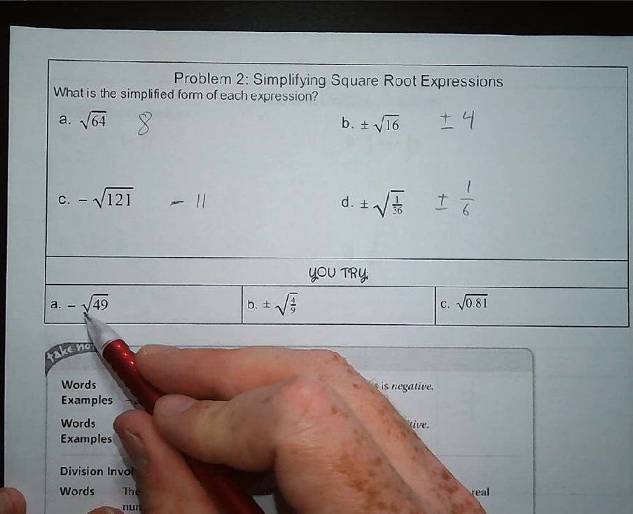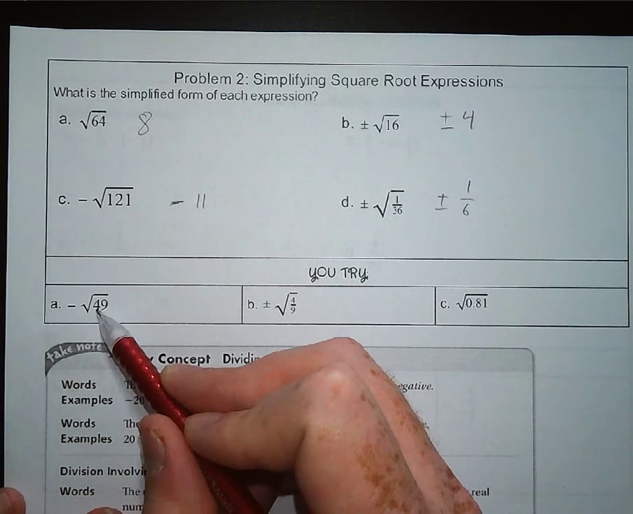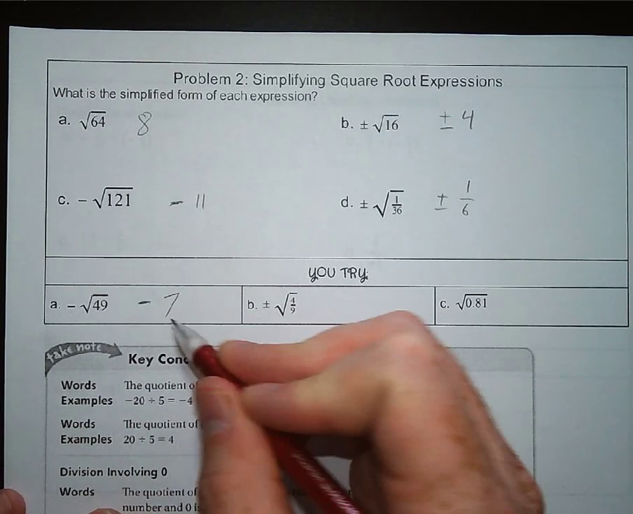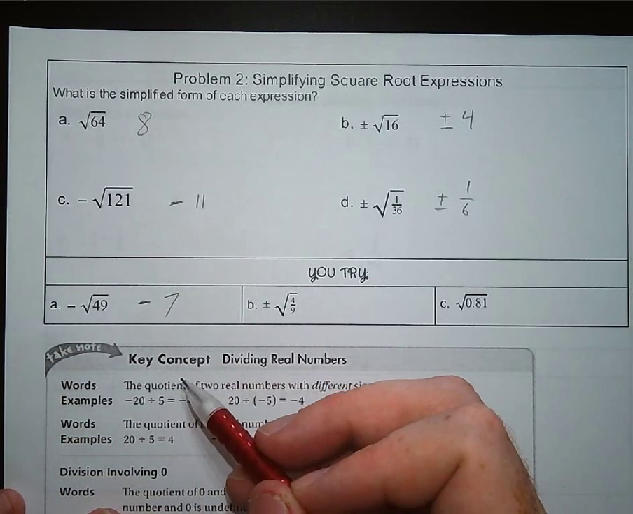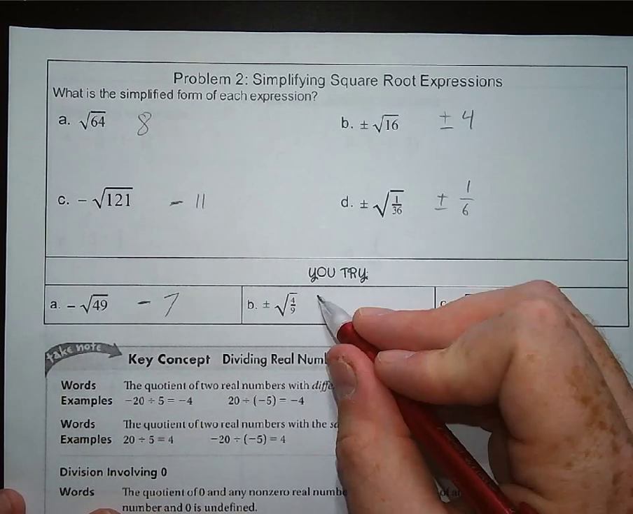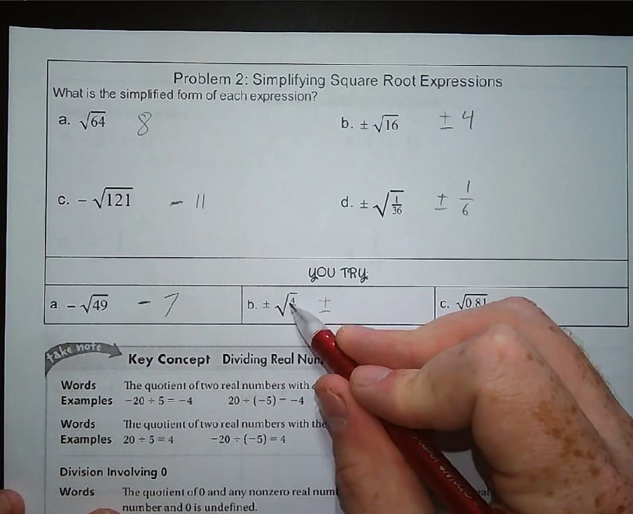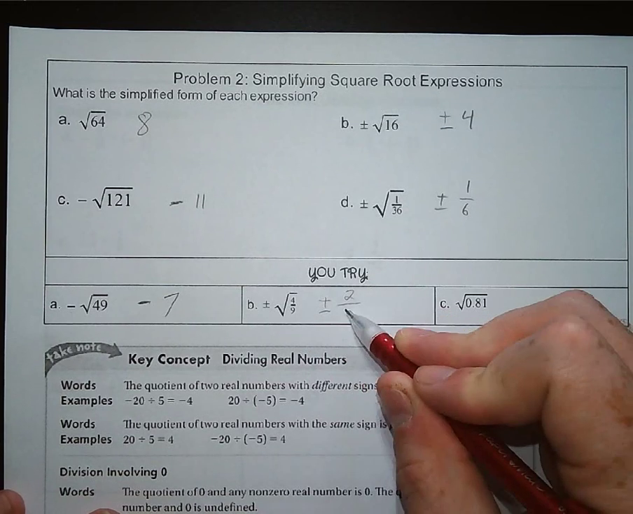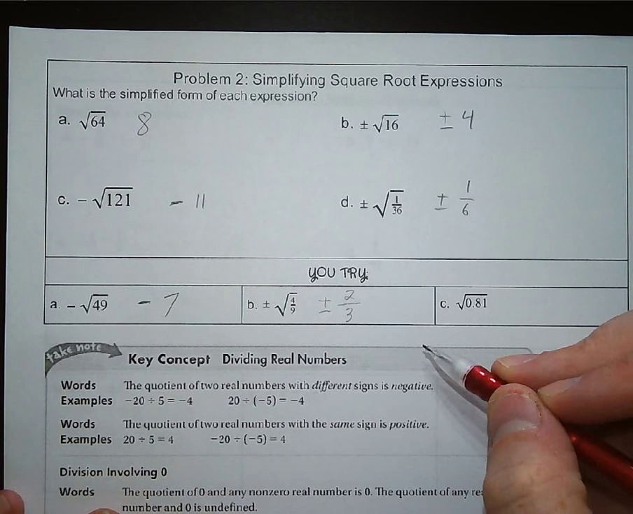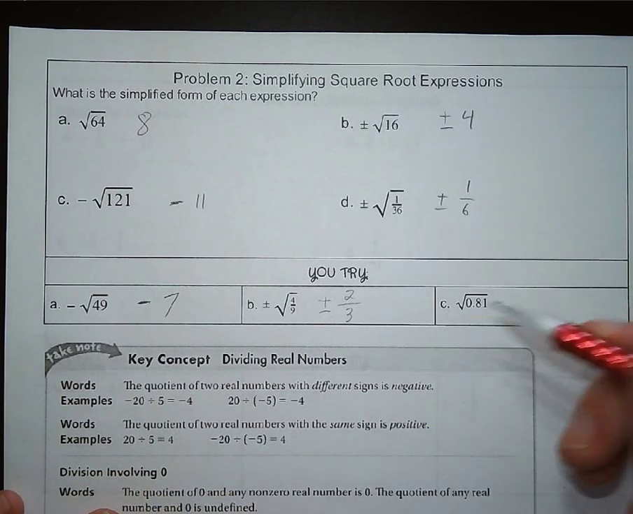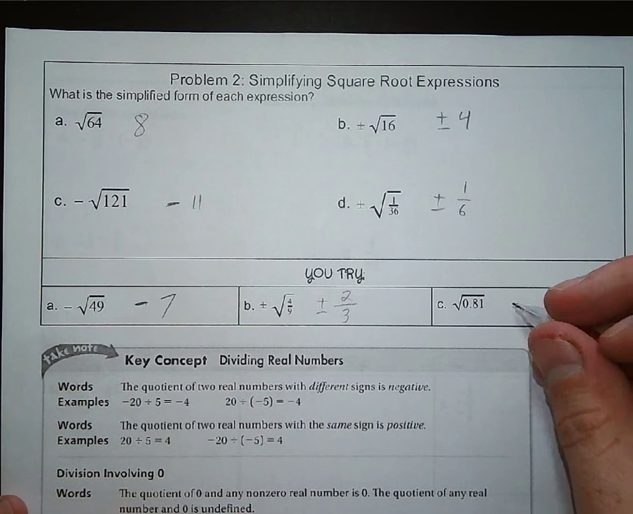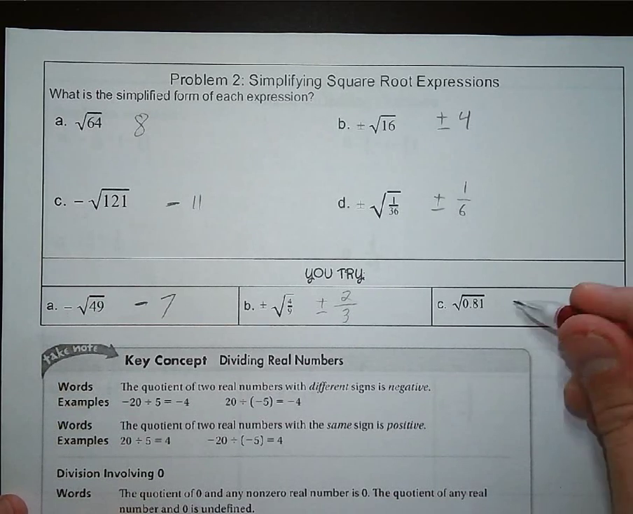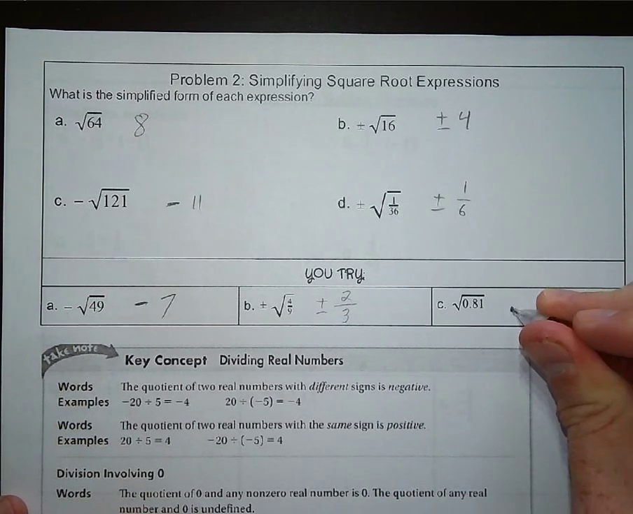So letter A is asking us for the negative square root of 49. So the square root of 49 is 7. So our answer will be negative 7. Letter B, we're looking for both the positive and negative square roots. So the square root of 4 is 2. The square root of 9 is 3. So plus or minus 2/3 is your final answer. We can deal with decimals the same way as we can deal with any other number. Nothing's in front, so we're looking for the positive square root of 0.81, and that is just going to be 0.9.